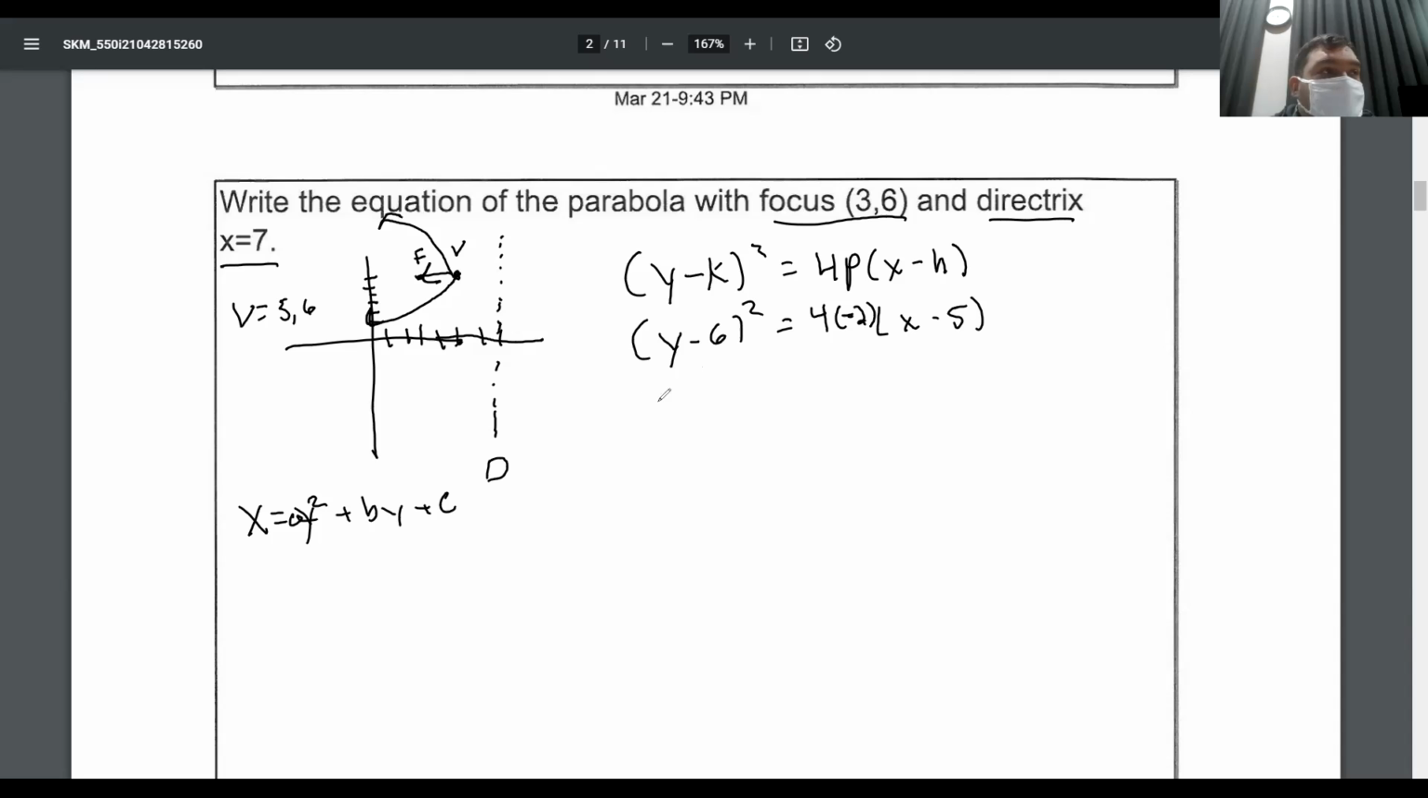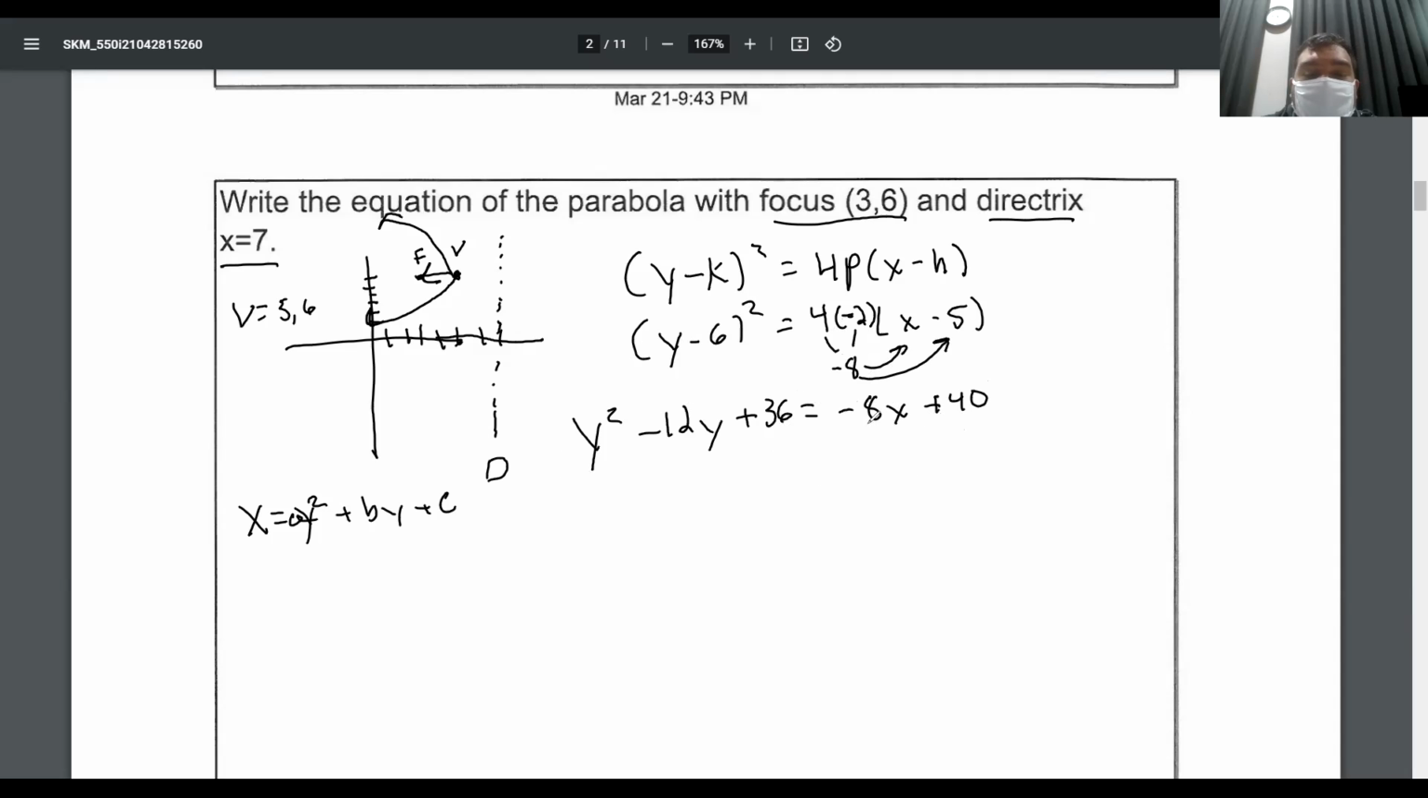Okay, so we do a little bit of math. On the left, y minus 6 squared. Again, you FOIL it out. So it's going to be y squared minus 12y plus 36. 6 times 6. 4 times -2 is -8, and I'll just distribute that to the x's over here. So -8x plus 40. 40, right? Yeah.